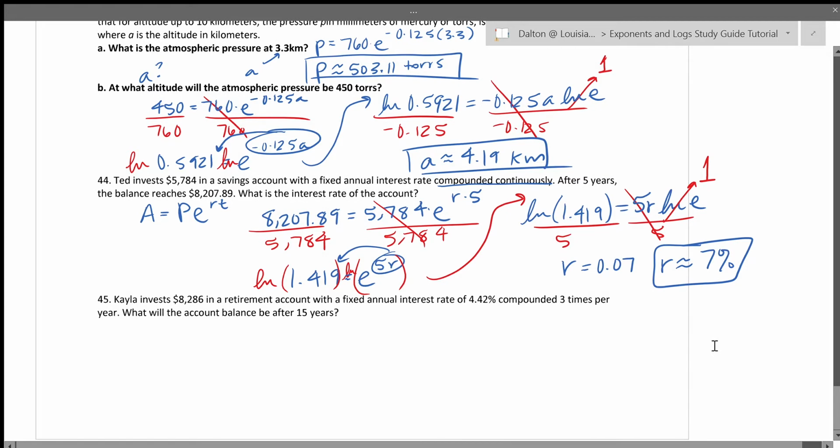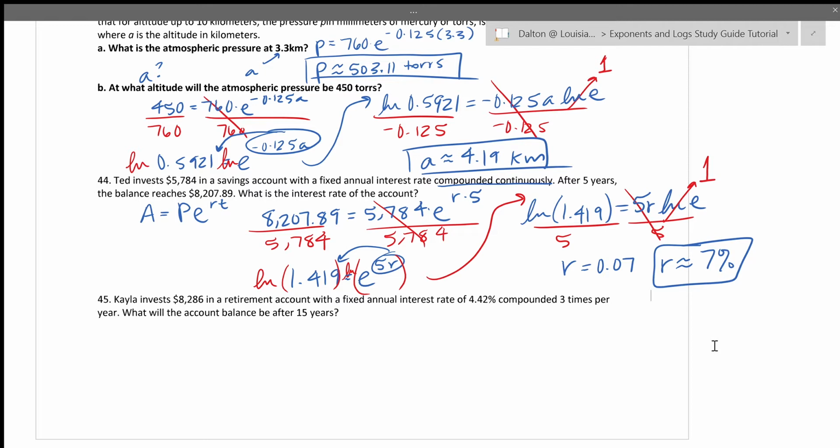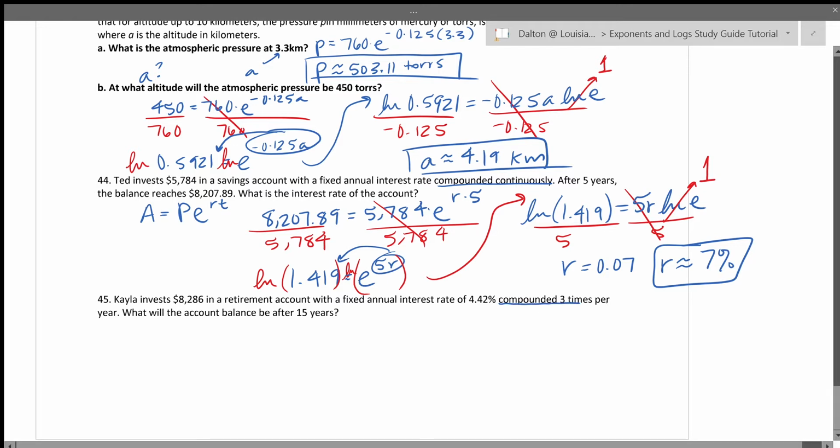Last question, number 45. Kayla invests an amount in a retirement account with a fixed annual interest rate of 4.42% compounded 3 times per year. That lets us know that we need to use the formula A equals P times 1 plus r over n to the nt power, because 3 times per year means n will equal 3. What will the account balance be after 15 years?